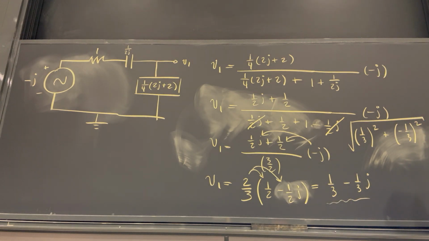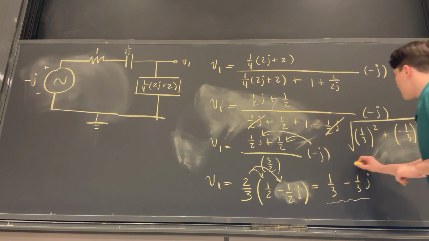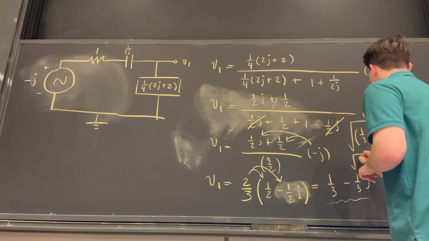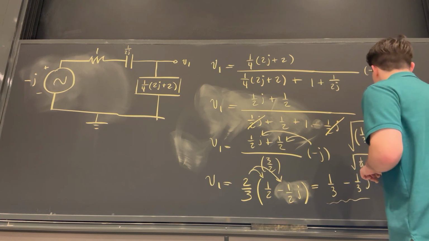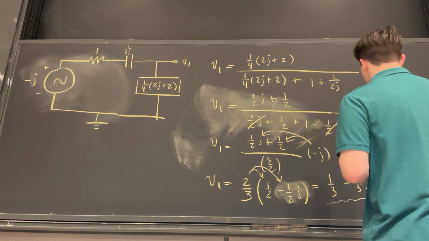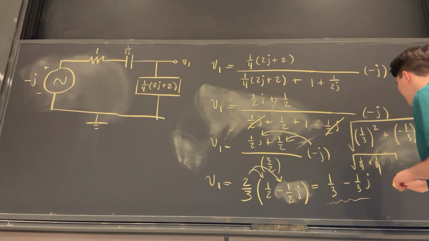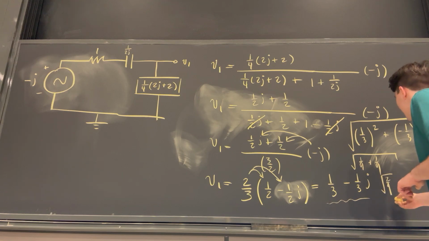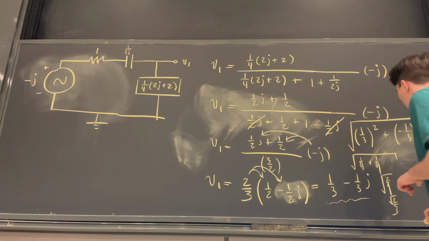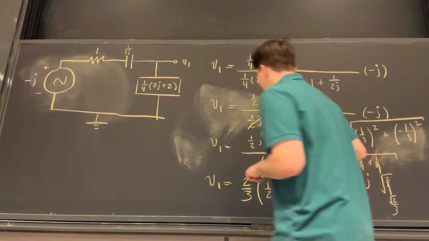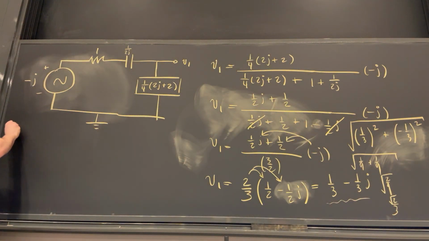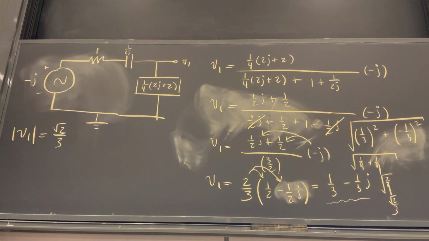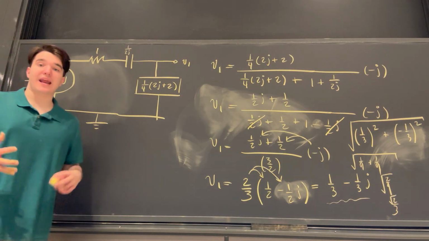So what is that going to be? Well, that's going to be the square root of 1/3 squared, which is 1/9, plus this, which is also 1/9. And so if I add those together, that's going to give me the square root of 2/9, which gives me √2/3. So the modulus of V1 is √2/3. I've got to remember that. That's going to go into that time domain answer.